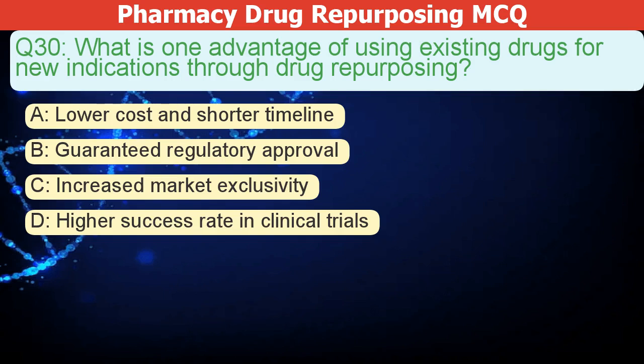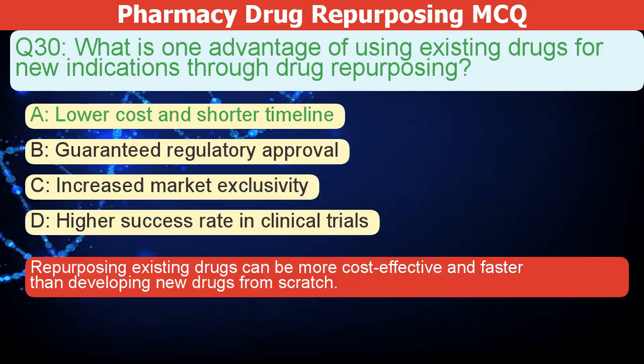What is one advantage of using existing drugs for new indications through drug repurposing? A. Lower cost and shorter timeline. B. Guaranteed regulatory approval. C. Increased market exclusivity. D. Higher success rate in clinical trials. The correct answer is A. Repurposing existing drugs can be more cost-effective and faster than developing new drugs from scratch.